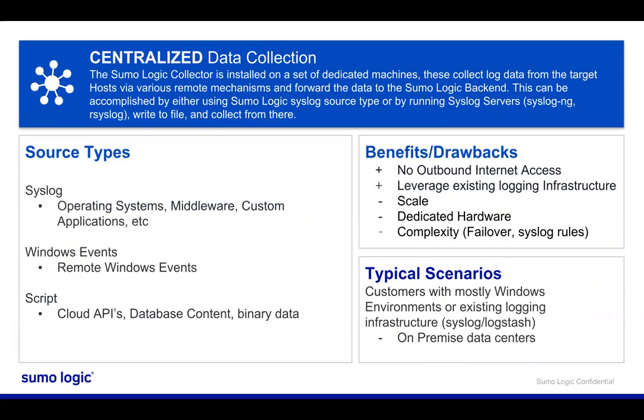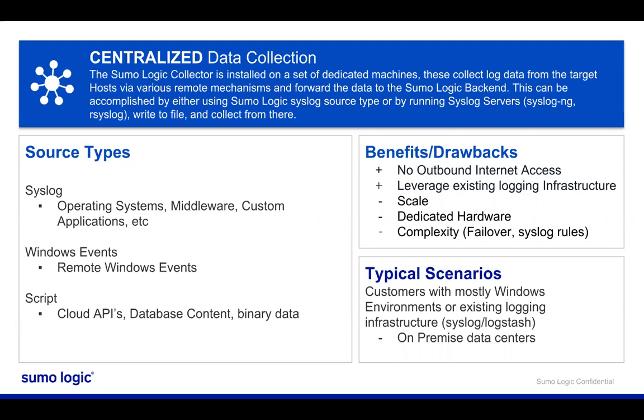So now we've talked about local data collection, let's talk about centralized data collection. Similar, but more centrally based. So here the collector will be installed on a set or a single dedicated machine, just depending on how large your environment is. And then that machine or that collector will collect the log data from those target hosts via various remote mechanisms, and then the data will be forwarded to the Sumo Logic backend. The source types we see here that are more popular for centralized data collection are syslog data, Windows events, more specifically remote Windows events, and script data.